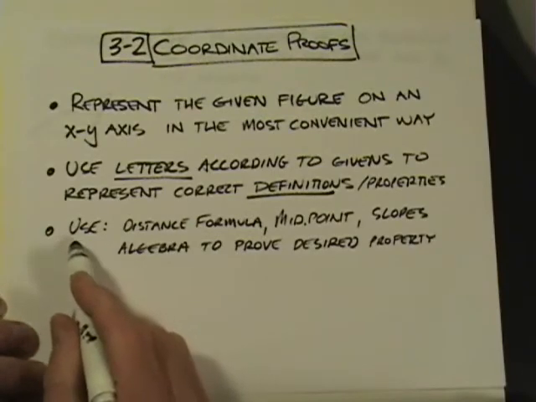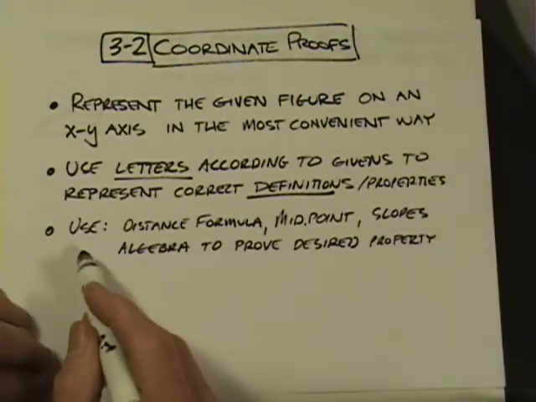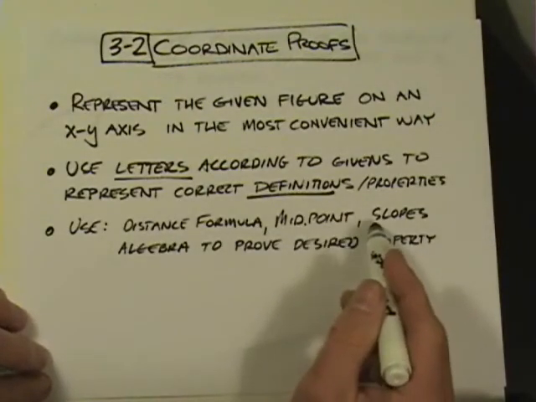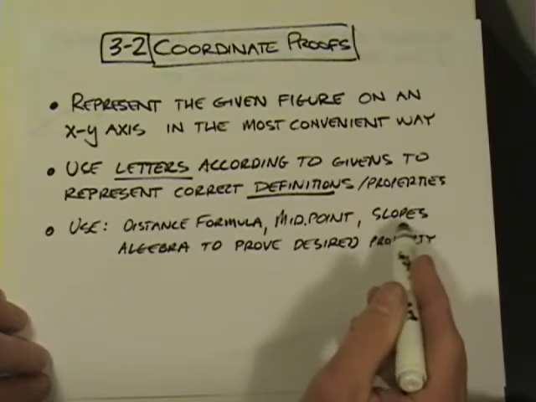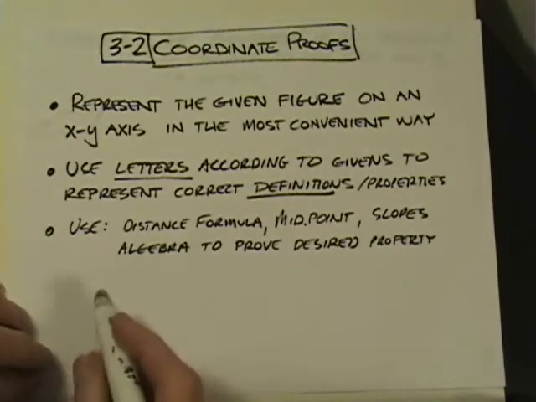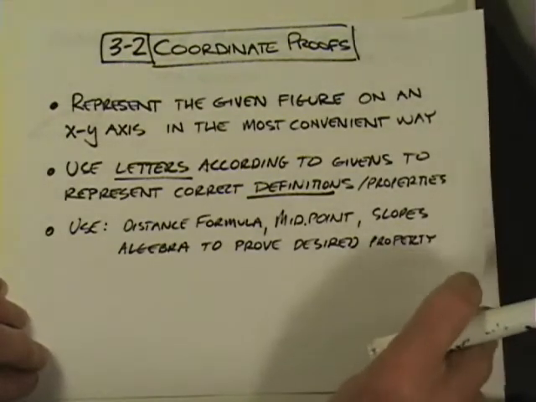And then once we've got the figure placed on the XY axis, we'll use the distance formula, we'll use the midpoint formula, we'll use the fact that slopes for parallel lines are the same, or for perpendicular lines are negative reciprocals. That's the double flipperoo. And then of course we're going to use algebra to prove any desired properties.